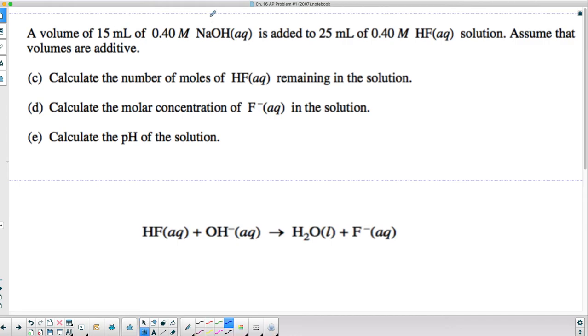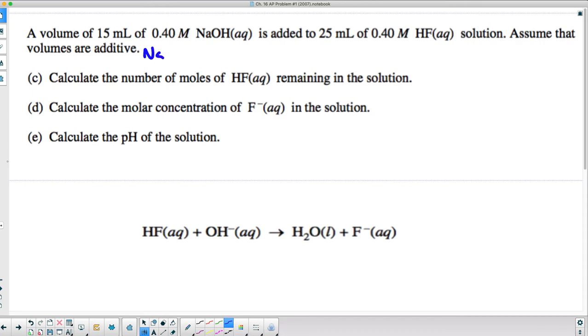So let's calculate the number of moles of HF remaining in the solution. I can do that up above here. To find the number of moles of HF remaining, I need to know the number of moles of HF and NaOH before we get started, because I'm going to use that information. So let's do that first.